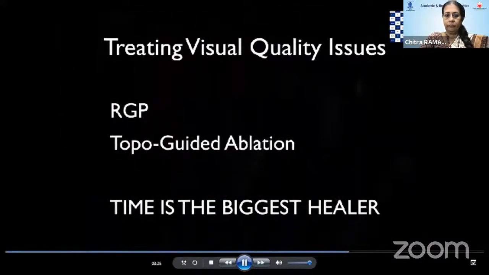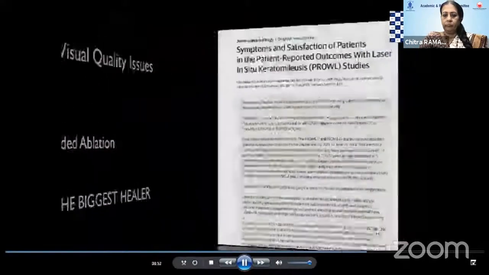How do you treat these quality of vision issues? I think topo-guided ablation, as has been highlighted and is being talked about, is definitely a very good option. Rigid gas permeable contact lenses, the simple ones, or the Rose K or semi-scleral or scleral contact lenses, which are available for keratoconus, work very well. But as all of us have learned from our teachers and seniors, time is the biggest healer in most situations.